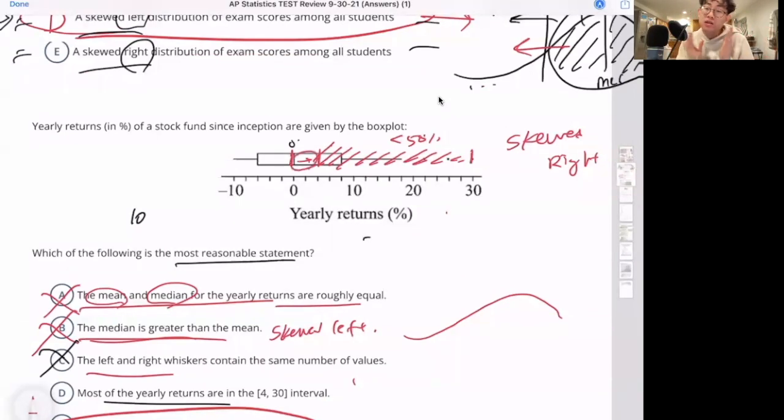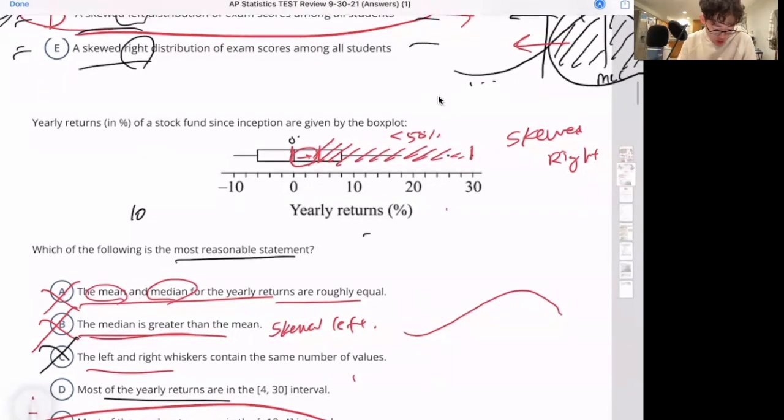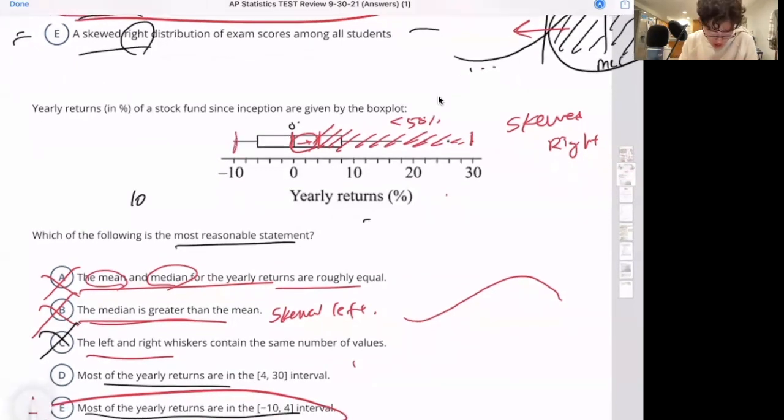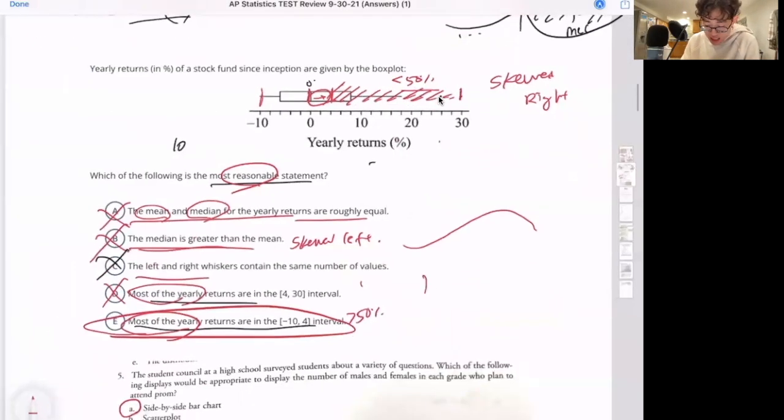But you can clearly see that there's a little gap, so that would make it less than 50%. So here, if we go from -10 to +4, that represents more than 50% of the data. So most of the yearly returns are from that. That seems like the most reasonable statement from that. When we say most yearly returns, but it's barely less than 50%, how can that be true? So again, it's a process of elimination question.